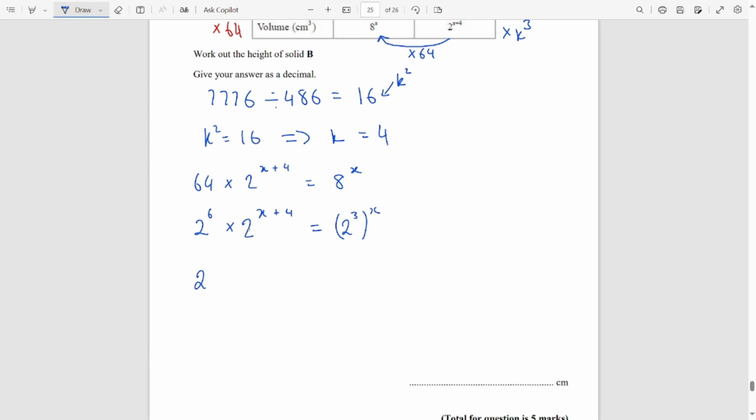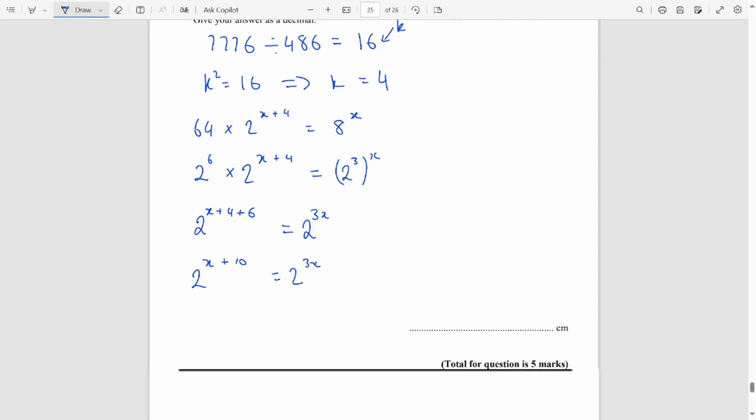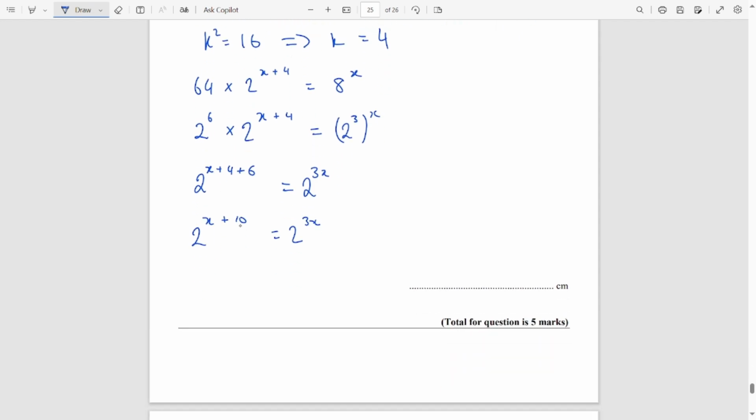So 2^(x+4) times 2^6, I add those indices. I can multiply these two indices together, so this is 2^(3x). Let's simplify that left-hand one. So 2^x plus 4 plus 6 is 2^(x+10), which is equal to 2^(3x). And now, because this is the same base, x + 10 must be equal to 3x.